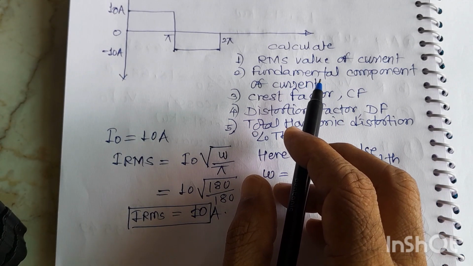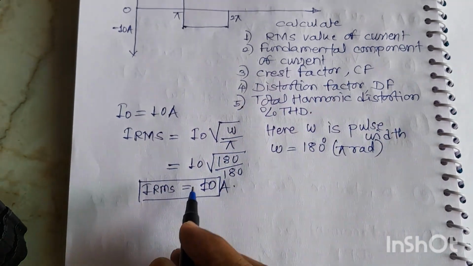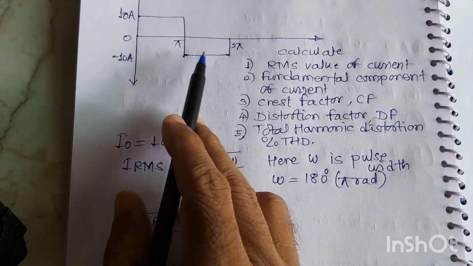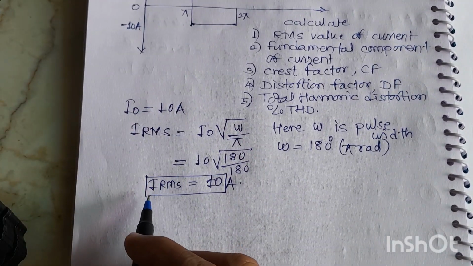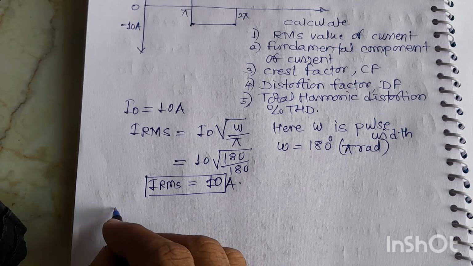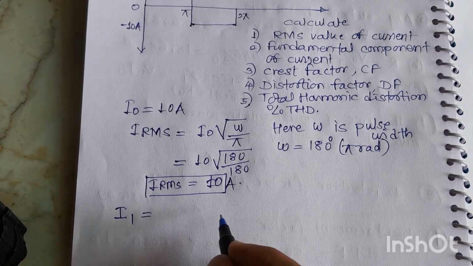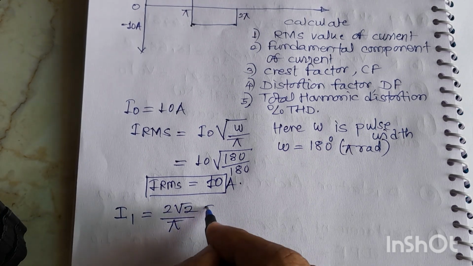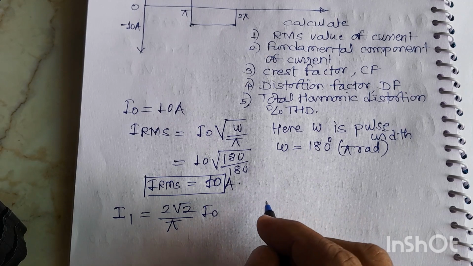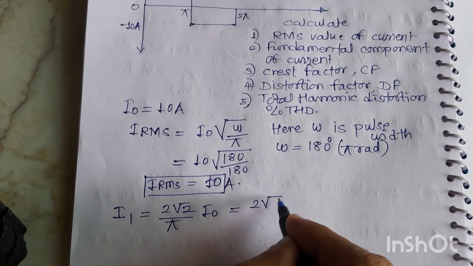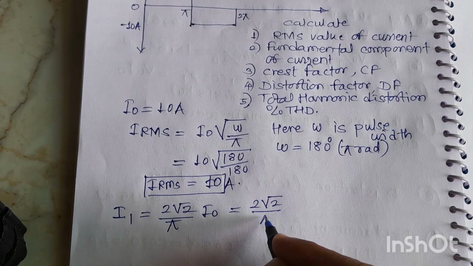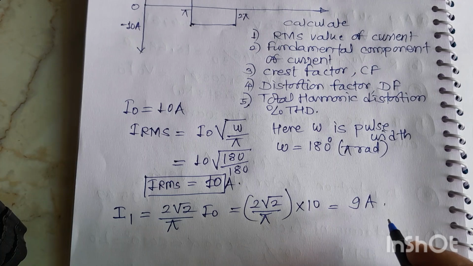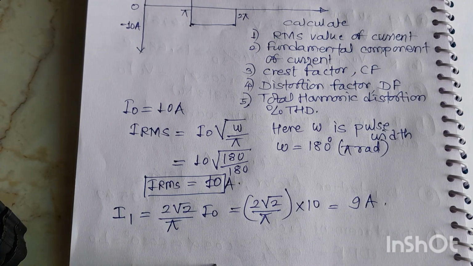Okay, so we have to again find the fundamental component of current. The fundamental component of current is calculated like this. For a square wave, this is a square wave, the fundamental component is calculated by this formula: I1 is equal to 2 root 2 by pi into I naught. So here we have to calculate like this: 2 root 2 by pi into 10. So we'll get here 9 ampere. So this is the fundamental component of the current.